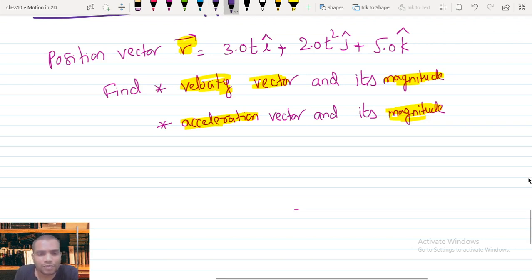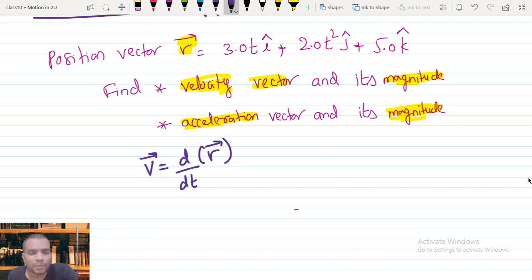So if r is the position, how can we write the velocity formula? Velocity vector v equal to the rate of change of position, dr by dt. Earlier we took position as x. If x is a position, what is the velocity? We can write that as dx by dt. But here r is given as the position vector. In vectors we represent r as a position vector.